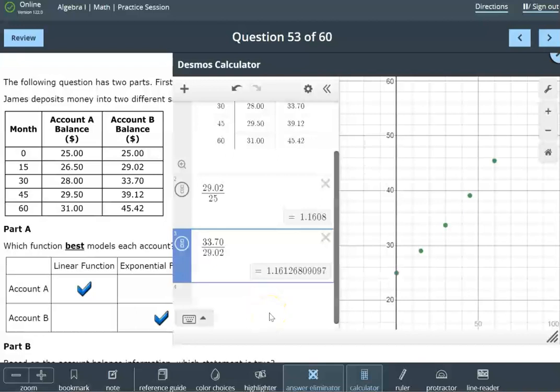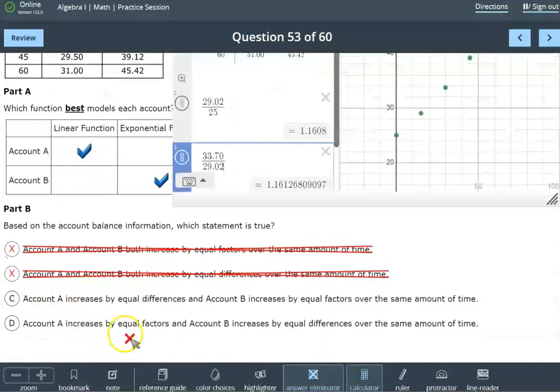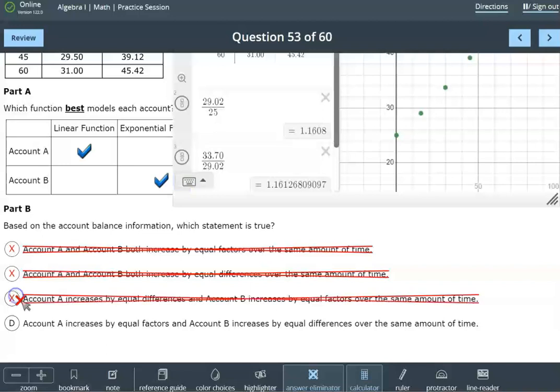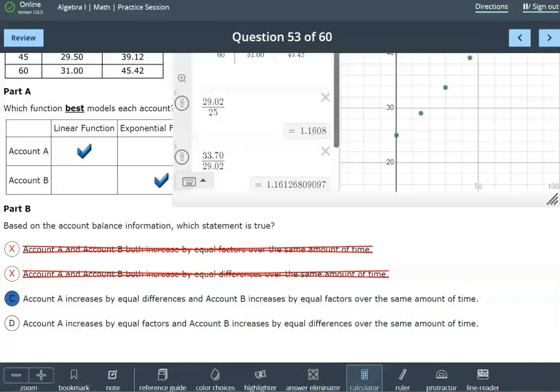Now, the numbers aren't exactly the same, but they are very close to the same. So we do have a common ratio going on here, and that is an exponential function by definition. So the correct answer was C. Account A is increasing by equal differences, and account B is increasing by equal factors. Oops. Let's turn off our answer eliminator so that we can choose answer choice C.